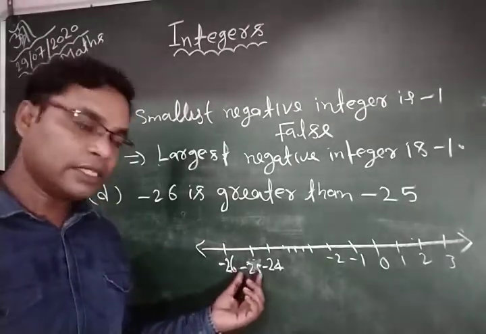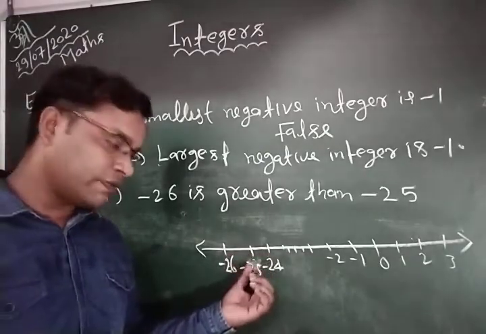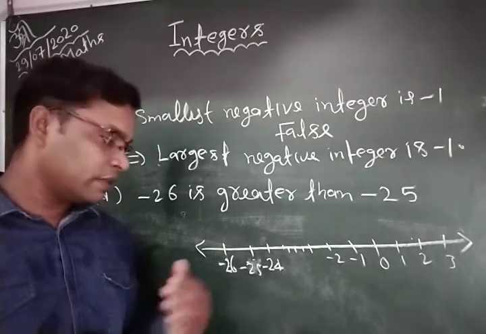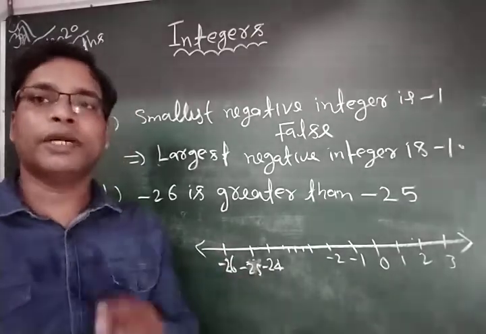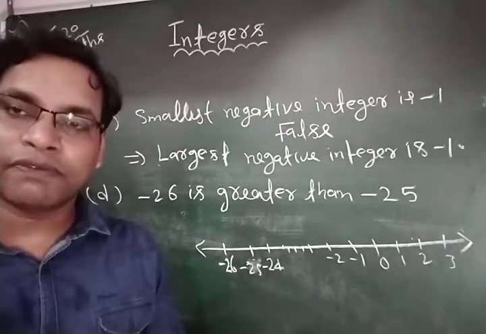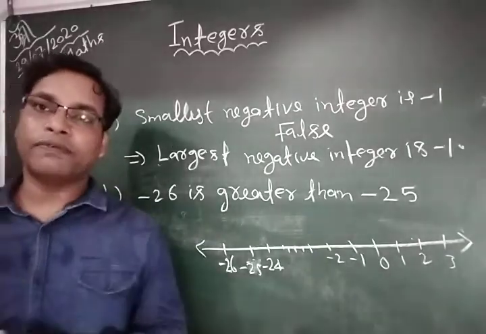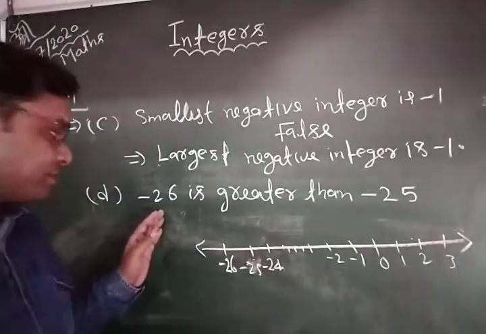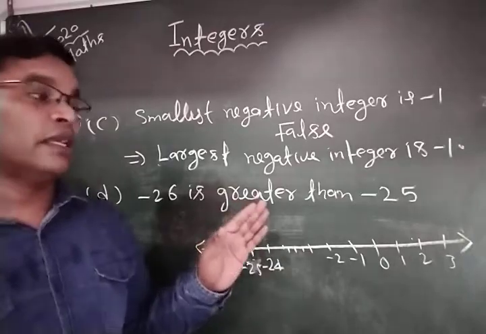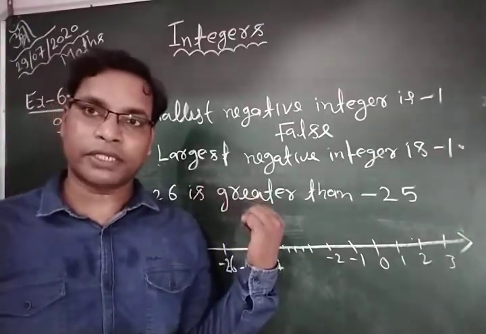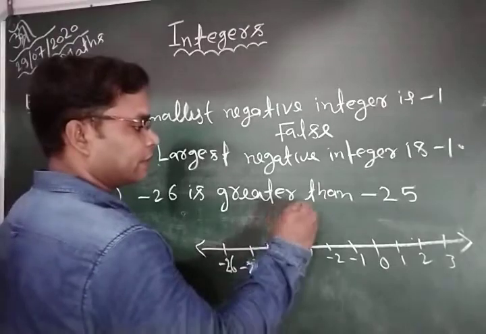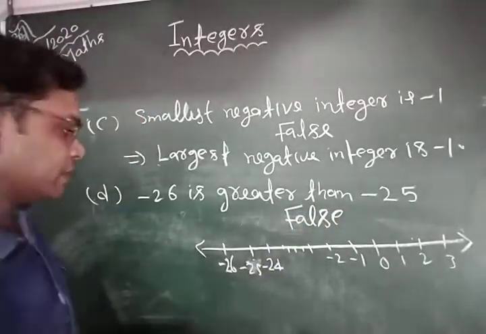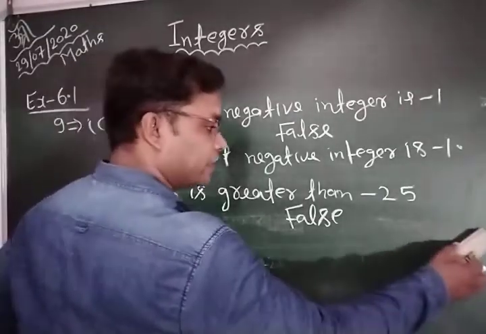So on the number line, minus 25 is right of minus 26. So you can say minus 26 is smaller than minus 25, or minus 25 is greater than minus 26. The given statement is minus 26 is greater than minus 25, so this is a false statement. You can write here false. And what is the correct statement?